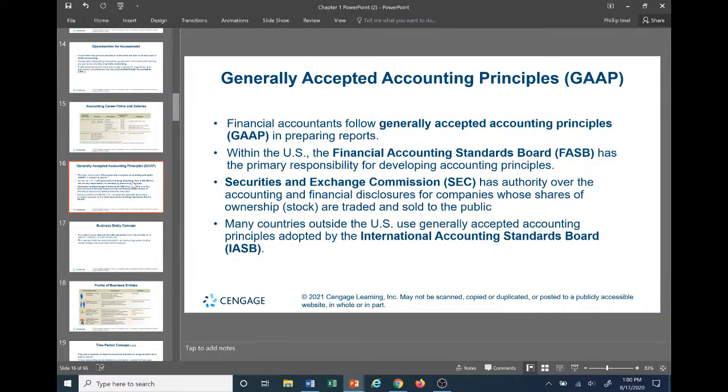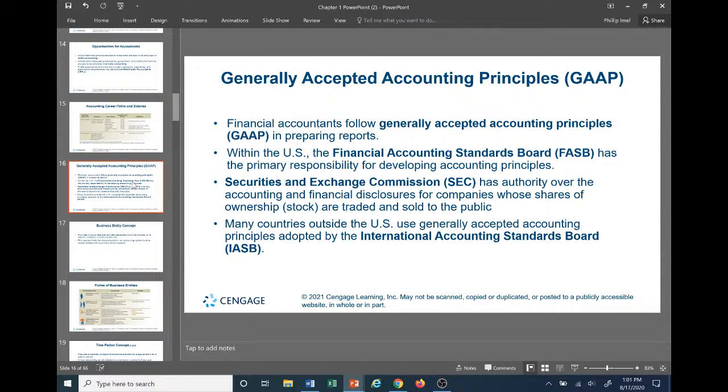Okay, next, generally accepted accounting principles, GAAP. So this can be known as generally accepted accounting principles, GAAP. So financial accountants follow GAAP in preparing the reports, right? So within the U.S., the Financial Accounting Standards Board, known as the FASB, has the primary responsibility for developing accounting principles. So they promulgate GAAP, pretty much, meaning promulgate the accounting principles.